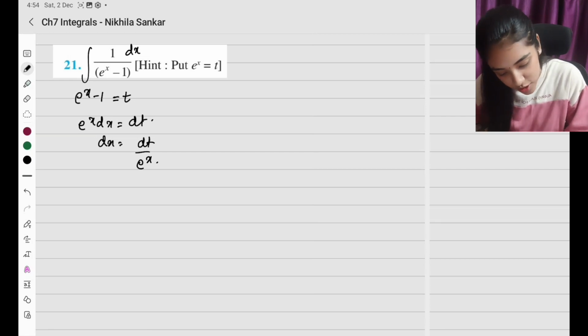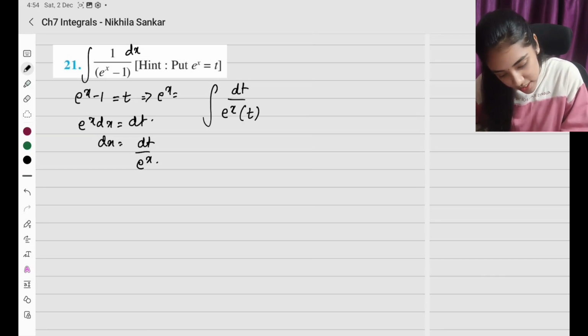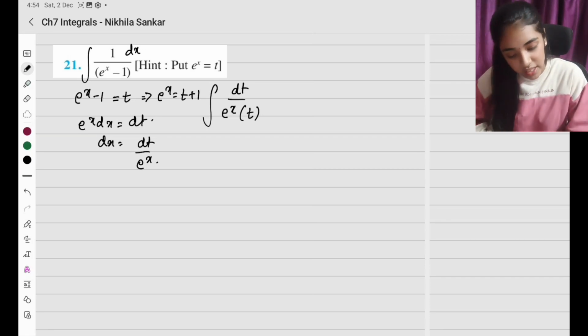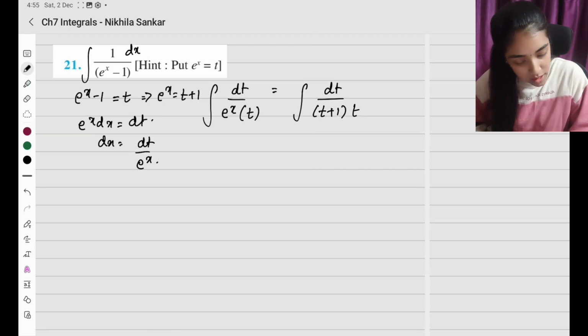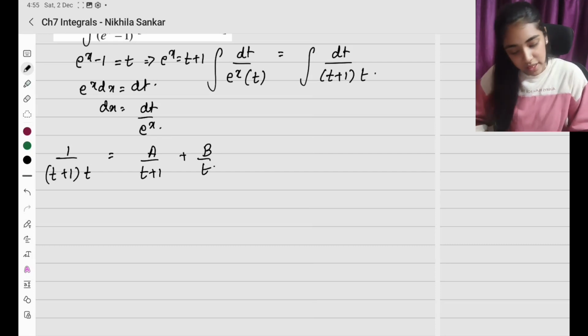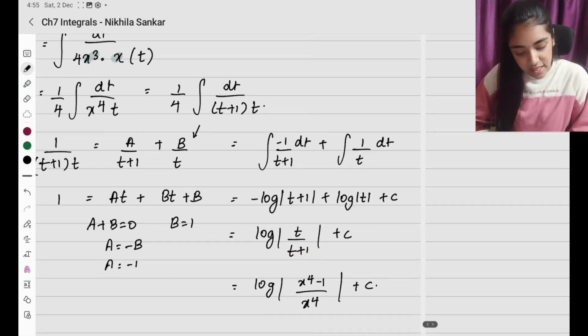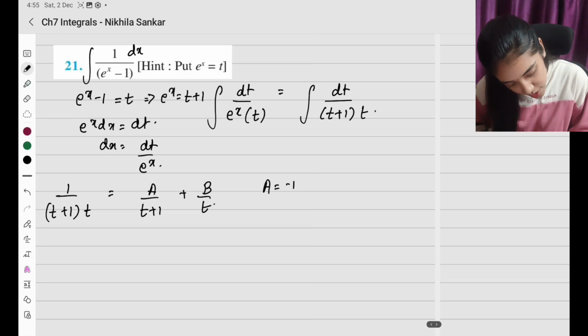So how does my integral change? Integral dx becomes dt divided by e to the x times e to the x minus 1, which is t. Now what is e to the x? E to the x is going to be t plus 1. Correct? So when I do that, I have integral dt divided by t plus 1 times t. This when I split, t plus 1 times t equals a divided by t plus 1 plus b divided by t. What did I get in the previous question? It's the exact same question. A equals minus 1, b equals 1. So I have a equals minus 1 and b equals 1.